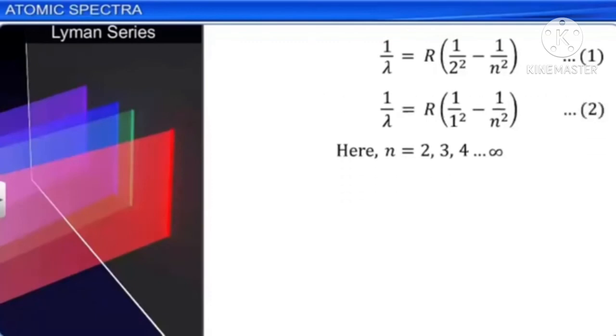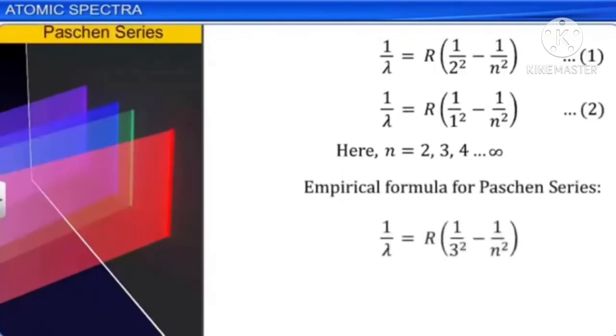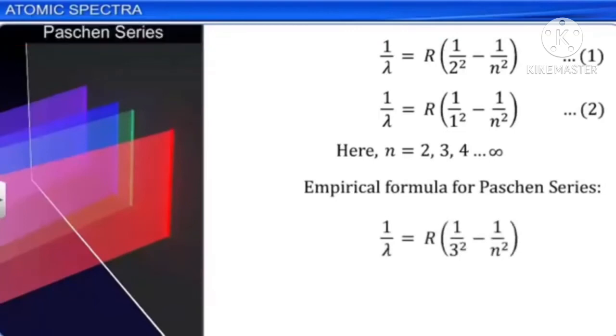Now let us look at the Paschen series. The Paschen series has spectral lines which lie in the infrared region. The formula for the Paschen series is 1/lambda = R(1/3² − 1/n²). Here, n is equal to 4, 5, 6, and so on, up to infinity. Let this be equation 3.